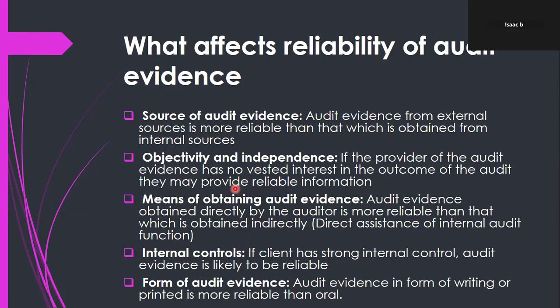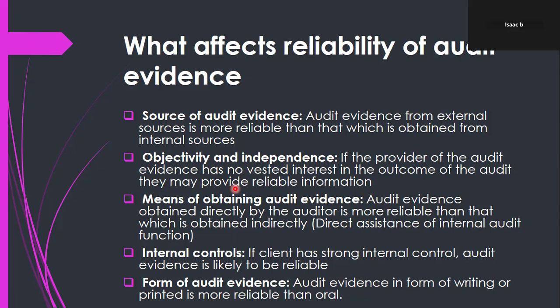So what affects reliability of audit evidence? We're just going to dive deep into reliability. What affects reliability of audit evidence is, one, the source of that audit evidence, as I explained earlier. Two, the objectivity and independence. Three, means of obtaining audit evidence. Four, internal controls. Five, form of audit evidence. So one, source of audit evidence.